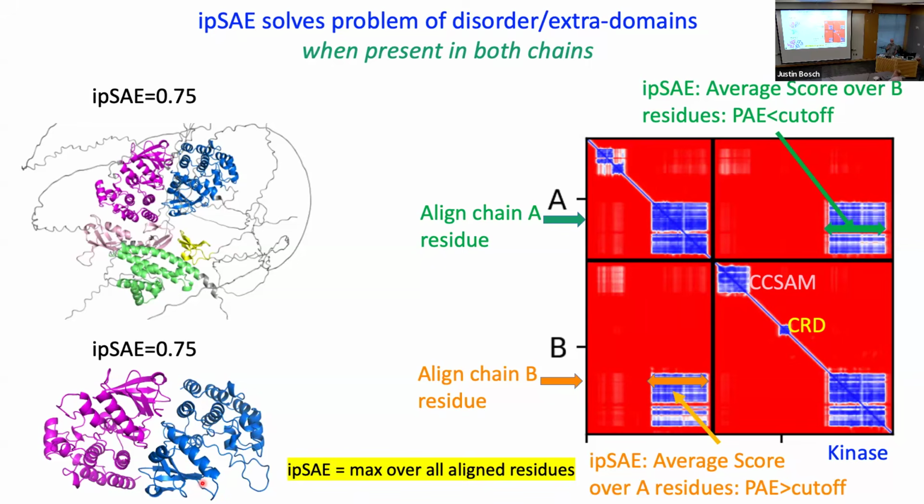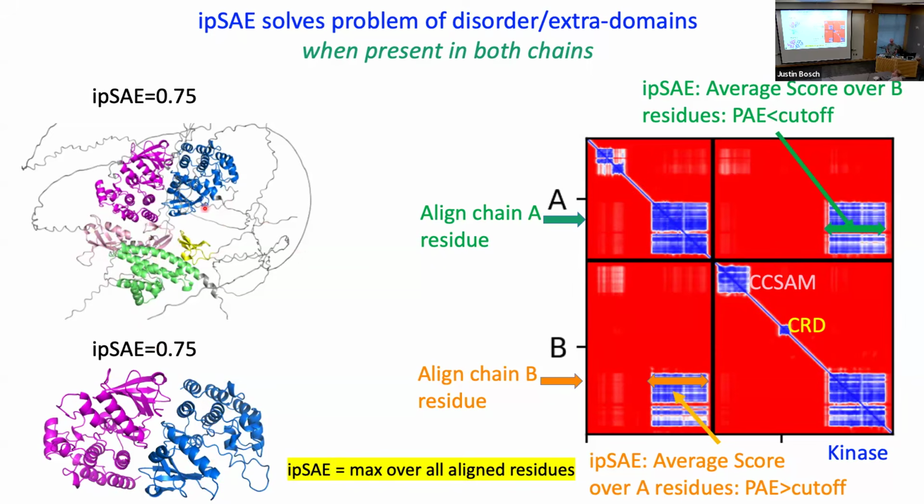So it fixes the problems of all the extra disorder or extra domains that are not interacting in the two proteins. You could solve this in different ways that wouldn't work. You could look at all the interface residues, but there are a lot of interface interactions between these domains that look different in every model. There are a lot of interface contacts between the two proteins down here that score really poorly.